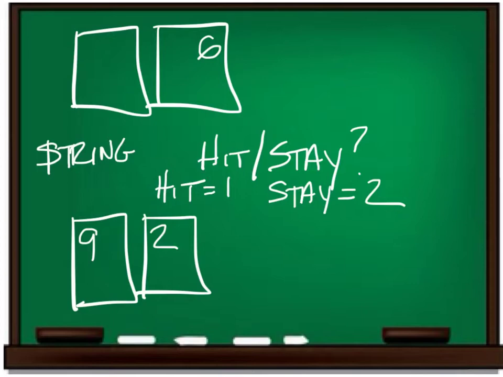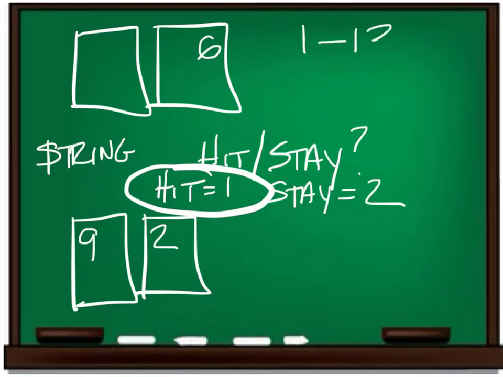Now, in real life here, if you have a 9 and a 2 in front of you, are you going to hit or stay? You're going to hit. So you're going to press 1 and enter, and it's going to randomly generate a card. So that's another thing you have to consider. The card's got to be generated randomly, so you have to go to your 1 to 13 random generation. It's going to come up with something, and let's say it generates a 4.